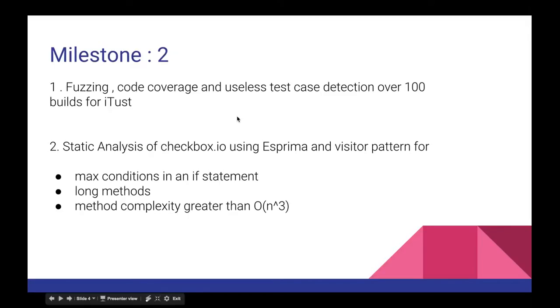For the second milestone, we had to create a Jenkins build server that builds both the Checkbox.io and iTrust applications along with static analysis and testing. We did random testing, or fuzzing, on iTrust, where we had to run 100 builds using the fuzzer. We wrote the fuzzer in Python, which randomly picks a Java source file and changes one of the strings to a random string, and then the whole test suite is run.